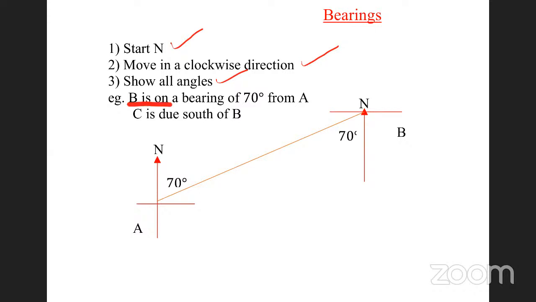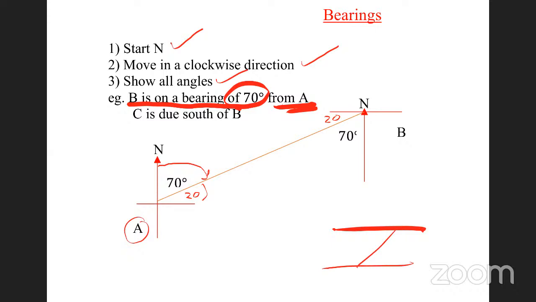B is on a bearing of 70 from A. So where do we start? From A. So you're starting at A and you're going in a clockwise direction till you reach 70. If here is 70, how much is here? 20. If down there is 20, then up here is 20 as well, right? Remember this 0, right? Here and here equal.